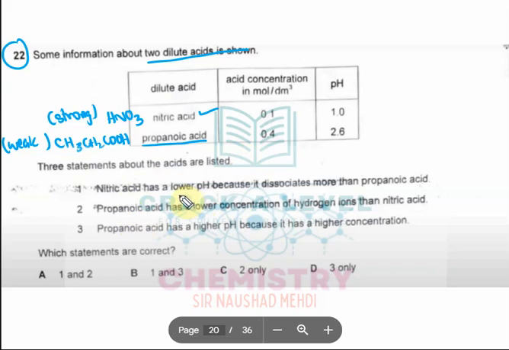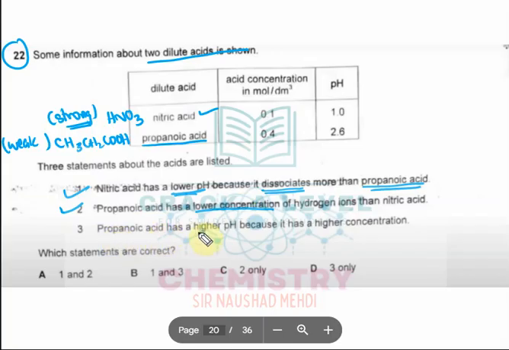Nitric acid has a lower pH, okay, because it dissociates more than the propanoic acid. Yes, because we can see that it's a strong acid. So if it is a strong acid, obviously it will be dissociating more. It will dissociate more to produce the greater number of H plus ions. And propanoic acid is a weak acid, so it will be partially ionized. So this statement is correct. Propanoic acid has a lower concentration of H plus ion than the nitric acid. Yes, obviously, because propanoic acid is a weak acid, so it would be producing less amount of H plus ion. So this is also a correct statement.